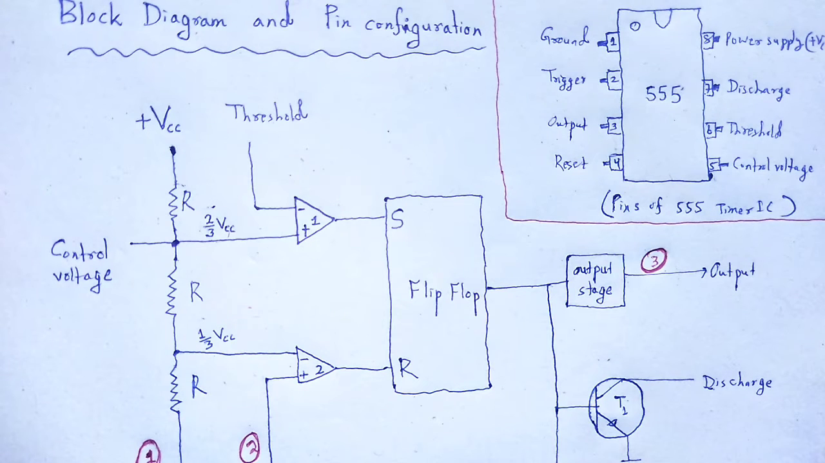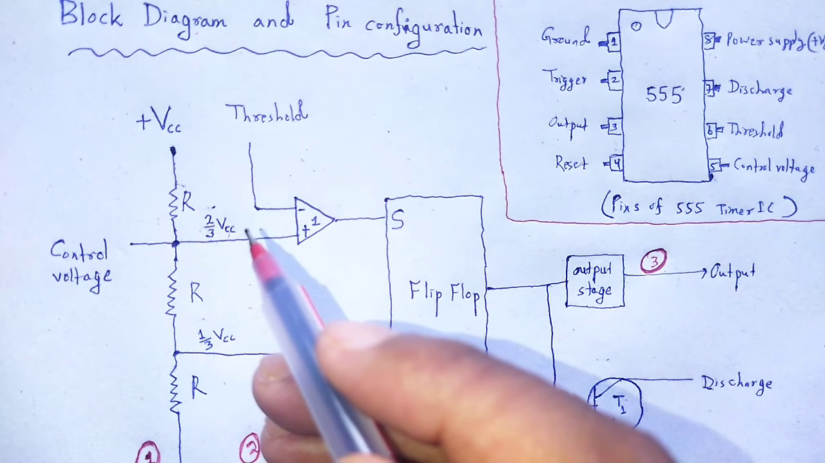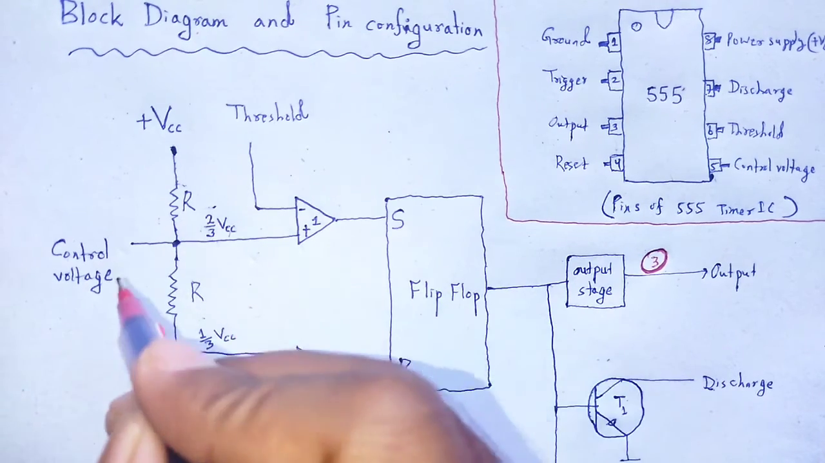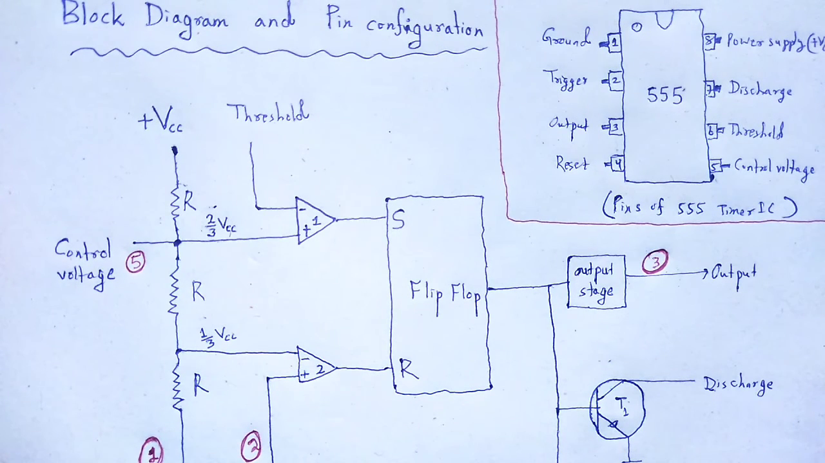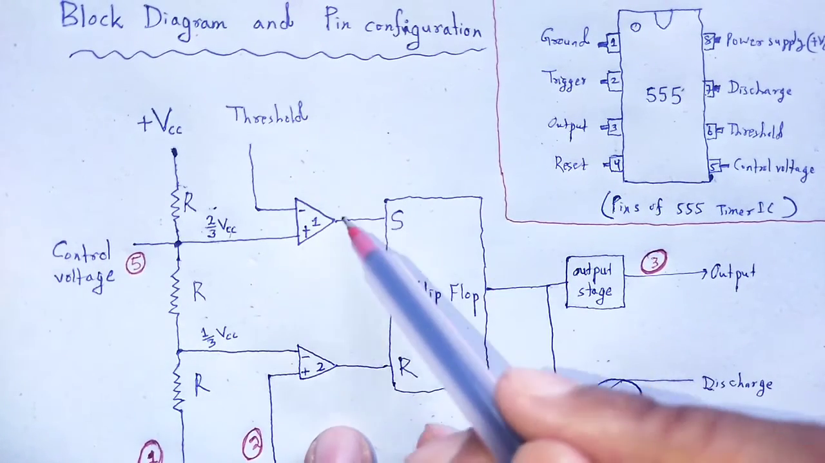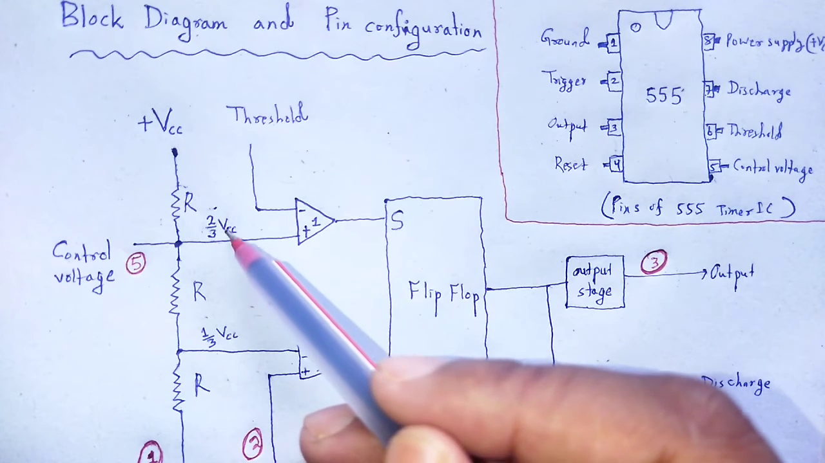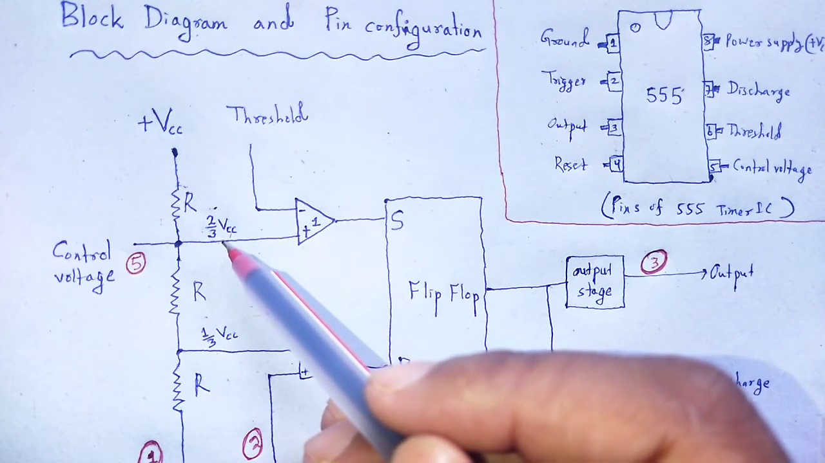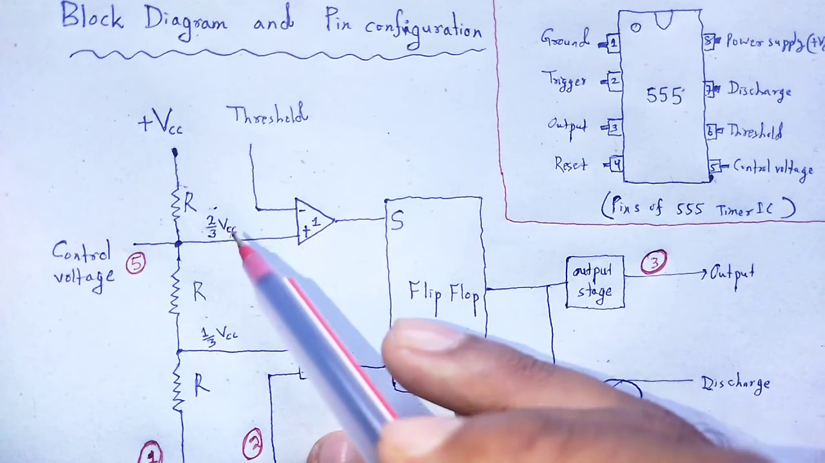5. Control voltage. The control voltage terminal controls the trigger and threshold level. The external voltage through this pin decides the pulse width of the output wave. 6. Threshold. This is the non-inverting terminal of the first comparator that compares the voltage at this terminal with a reference voltage of 2/3 of VCC, the applied power supply.